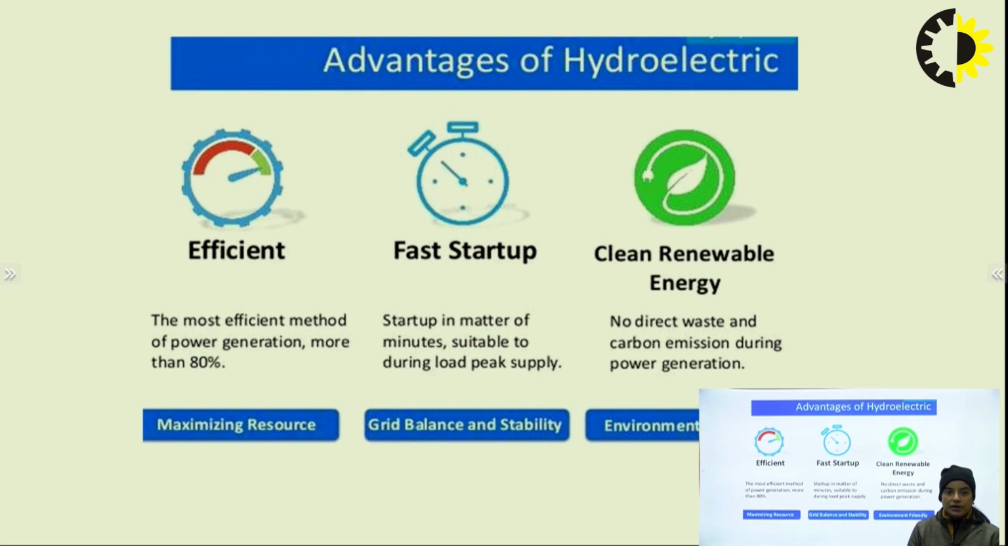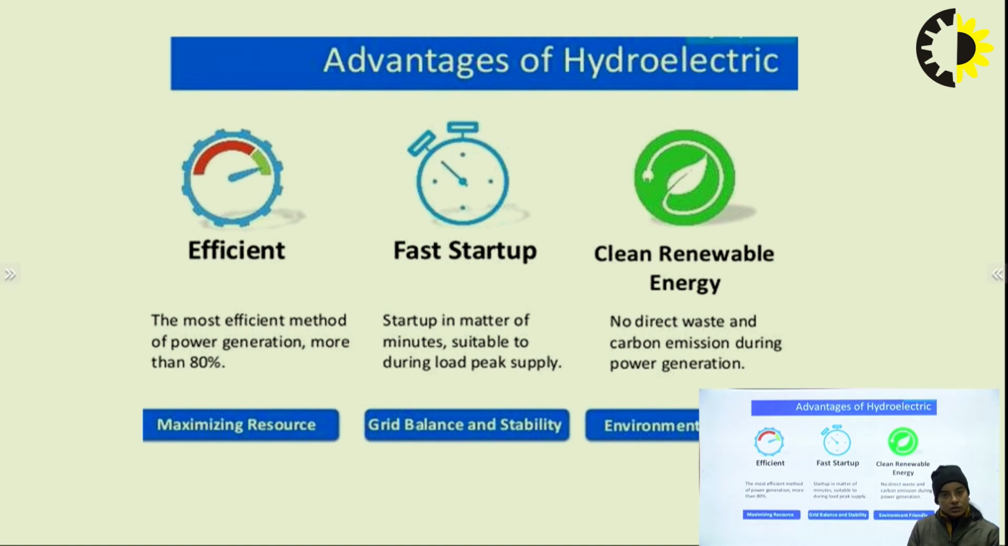It can start up in a matter of minutes, and it is suitable to serve the peak load. During the peak load, we balance the load. As all of you know, there is a peak time of utilizing power, usually when all the commercial buildings are in working mode, commercial spaces are open, industries are working in full flow, and all the offices are working. This happens usually between 10 a.m. to 4 p.m. In this time there is a peak hour. Peak hour means maximum load will be there in the system.